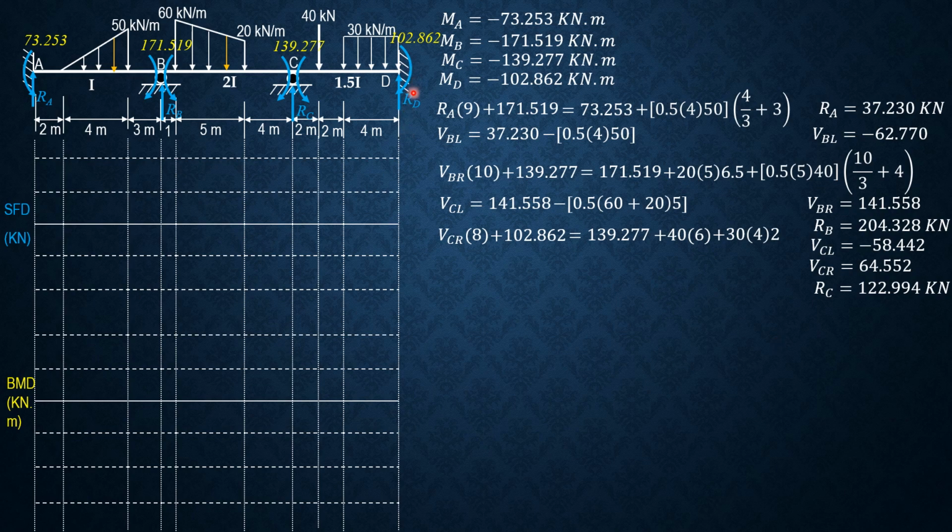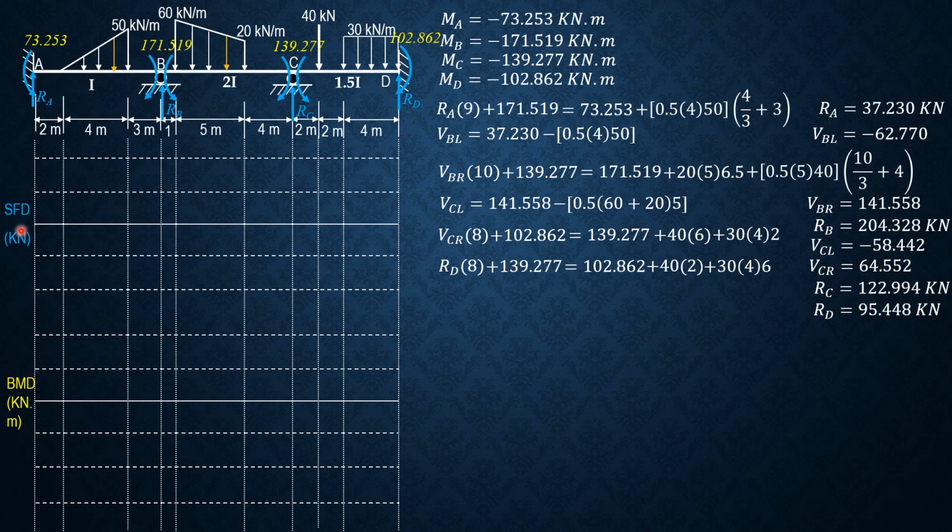Finally, R sub D, summation of moments about C equals 0. So R sub D times 8 plus 139.277 equals 102.862 plus 40 times 2, the moment of the concentrated load, plus 30 times 4 times 6, the moment of the 30 kilonewton per meter load. So R sub D is equal to 95.448 kilonewtons. So the shear at D just to the left is negative 95.448. It will be shown later.